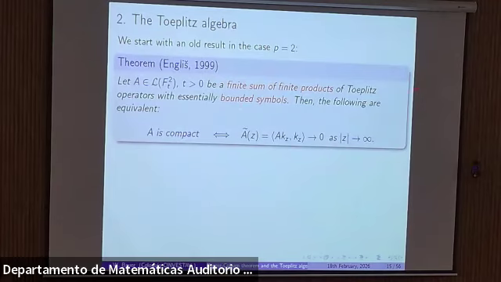compactness. So it says that such an operator is compact if and only if the Berezin transform, which is this function here, some kind of inverse quantization, vanishes at infinity. So compactness is just captured by the behavior of the Berezin transform at infinity.